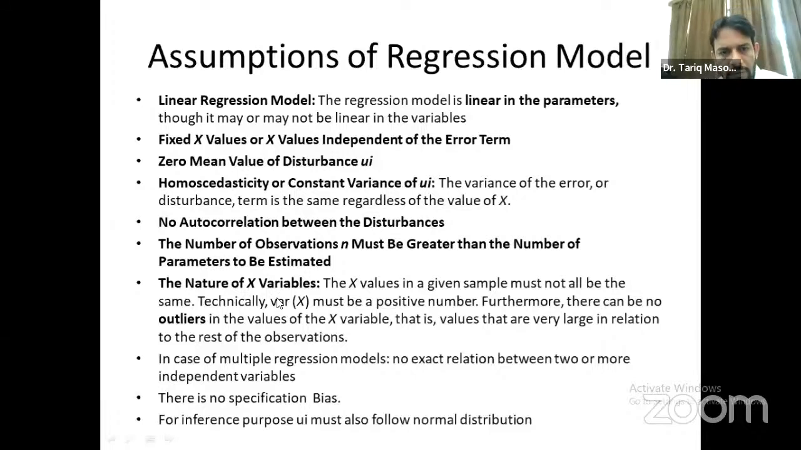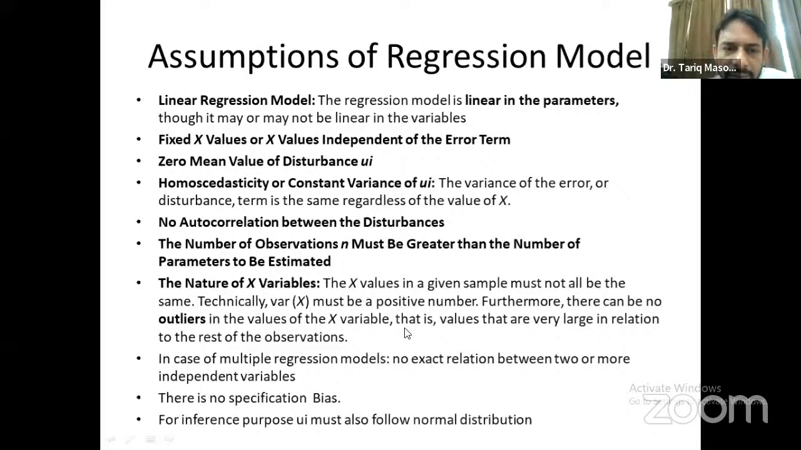Next, there are things that we assume for the x variable. The x values in a given sample must not all be the same. If all the x values are the same, we cannot establish a relation between x and y, because, as I said, the cause and effect relation is basically a relation between variation of variables. So when there is no variation, there is no relation. When all x values are the same, obviously there is no variation in x, there is no relation between y and x. So there must be some variation.